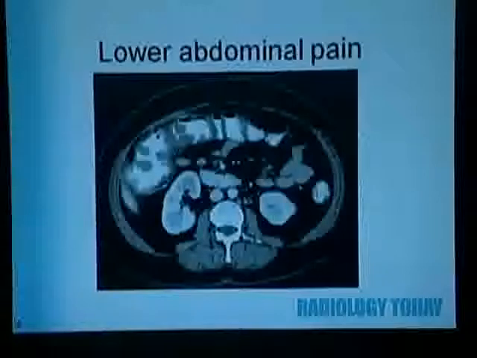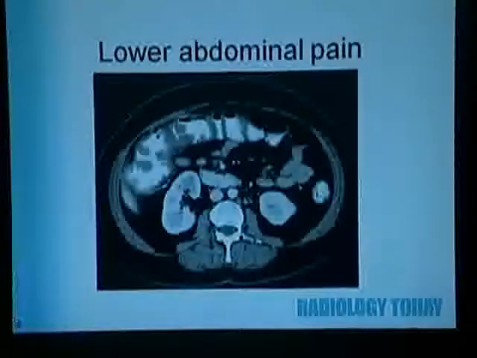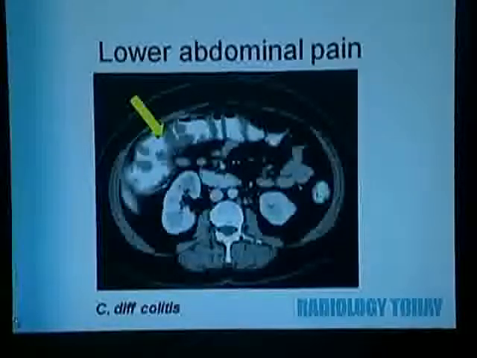Here's another case of abdominal pain. We're pretty good, despite the underdistension, at looking for gross colonic pathology. In this particular case, there was pancolonic wall thickening in the setting of a hospitalized patient with Clostridium difficile colitis, which is also quite common.